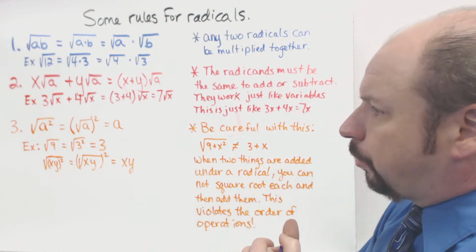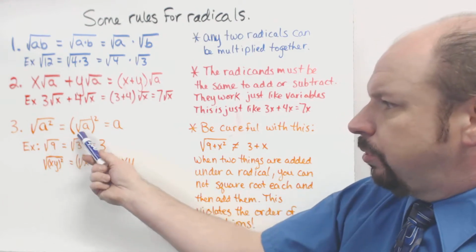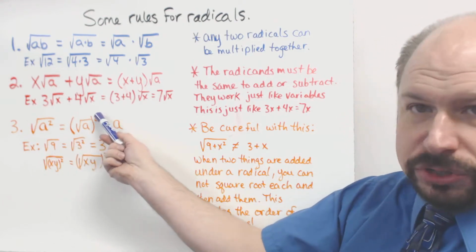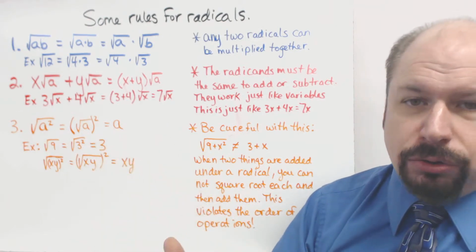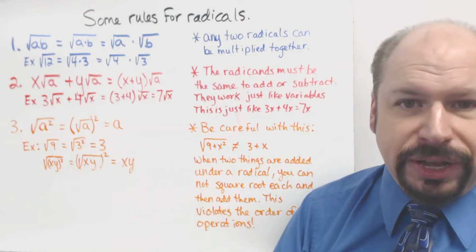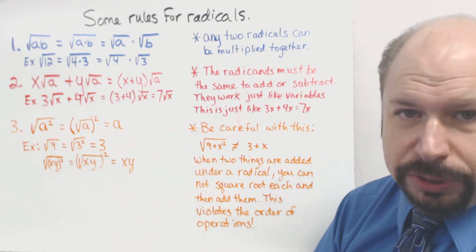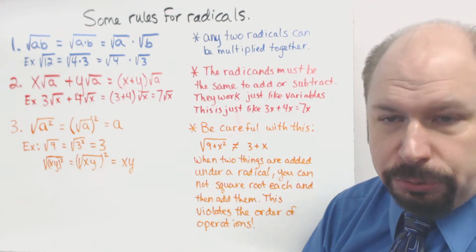The third rule is the square root of a squared is equal to the square root of a quantity squared, which is just equal to a. For example, the square root of 9: 9 is 3 squared, 3 times 3. So when we take the square root of 3 times 3, we just get 3.